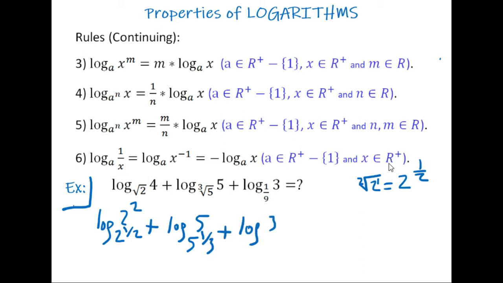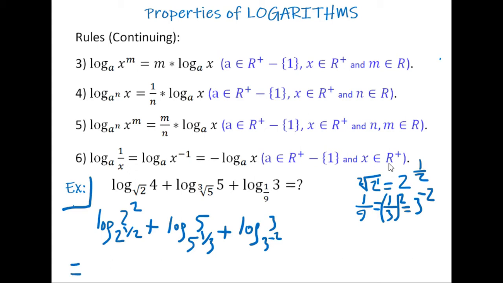1 divided by 9 can be written as, just let me write it here. 1 divided by 9 is 1 divided by 3 to the power of 2. This is also 3 to the power of negative 2, guys. So that's going to come to the base part here, 3 to the power of negative 2.